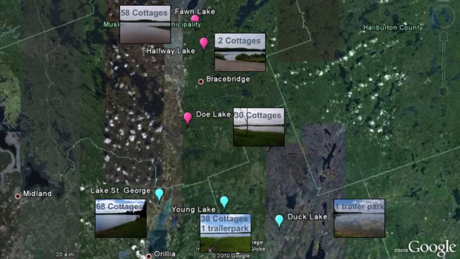Okay, so just to show you, we had 58 cottages in our lake that had the highest amount of shoreline development in the soft water lakes. 30 cottages was the intermediate shoreline development, and 2 cottages was our representative low shoreline development. And conversely, we had 68 cottages in one of our hard water lakes, 38 cottages in the trailer park for intermediate, and 1 trailer park just at one part of the lake for our low shoreline development lake.